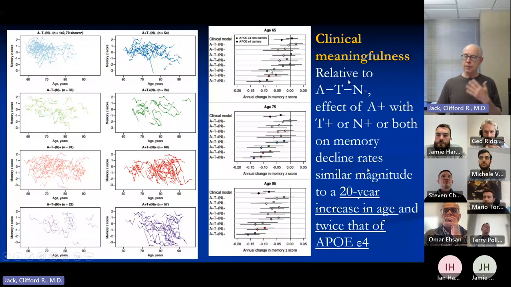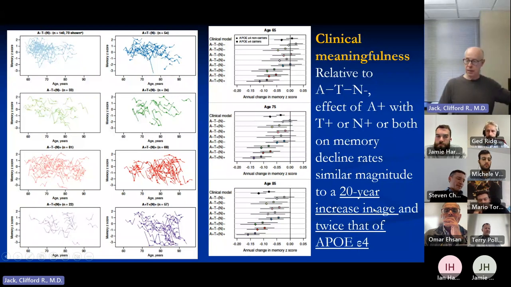So rate of change in a memory composite may not be something that is obviously clinically meaningful to a lot of people. But since age and ApoE were in the model, we can scale the effect size of these biomarker profiles against the effect of age and the effect of E4 on the rate of memory decline. And what we see is that in comparison to the minus, minus, minus reference group, for individuals who sit in these three high rate groups, the effect of abnormal biomarkers is equivalent to a 20-year increase in age. Stop and think about that for a second.